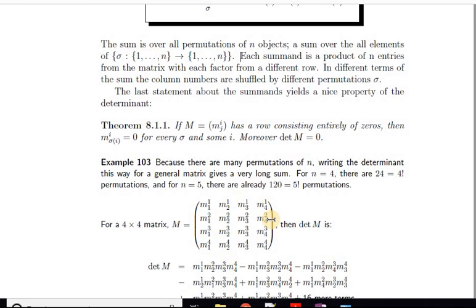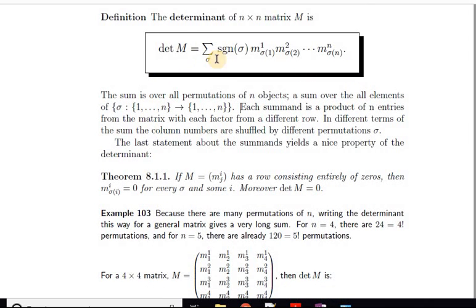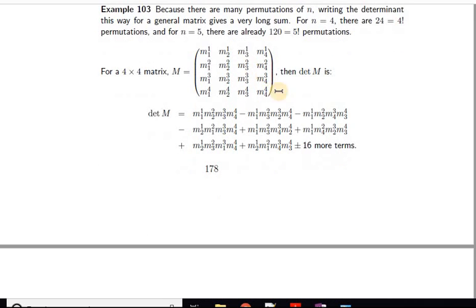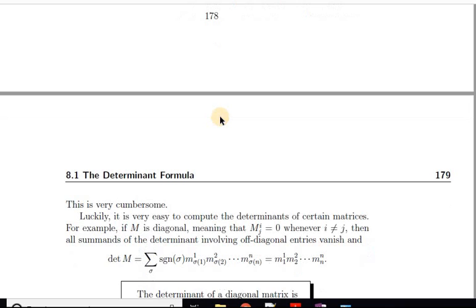Now this section makes the point that determinants have an awful lot of terms. There's one term here for every permutation, and we mentioned that the number of permutations is n factorial. So for 4, for instance, that's 4 times 3 times 2 times 1, or 24, and then it goes rapidly up from there. For 5 it's 120, and it gets very, very big quickly.